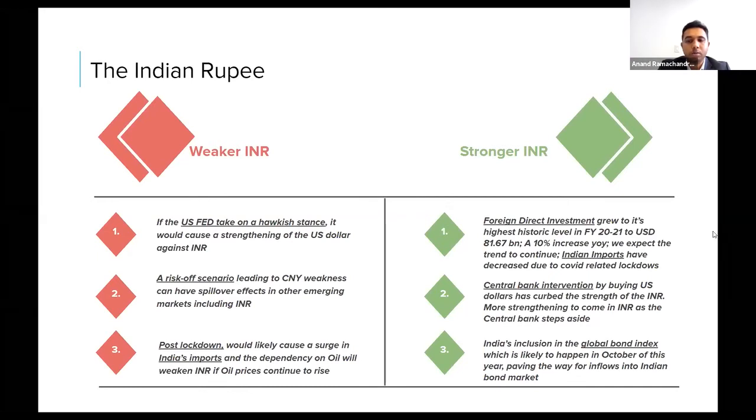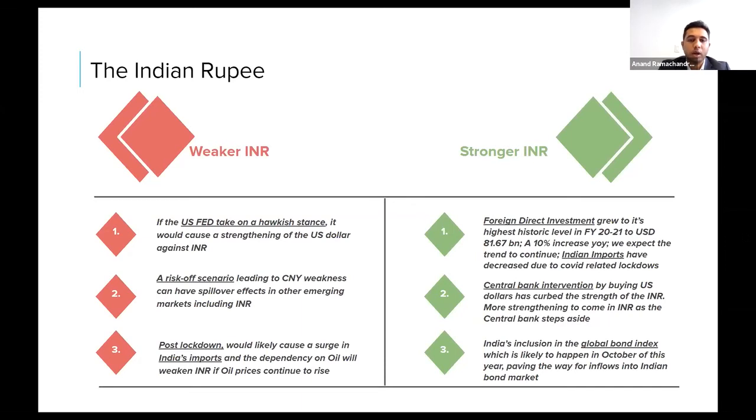India's inclusion into the global bond index is another important parameter. So we expect this to happen in October of this year. It'll still take a 12-month timeframe in order for funds to actually start coming into the Indian market, but it provides or opens a gateway for asset management firms that have a mandate to invest in the global bond index to start sending funds into Indian bonds. And as that happens, cumulatively speaking, we are looking at a stronger rupee going forward.